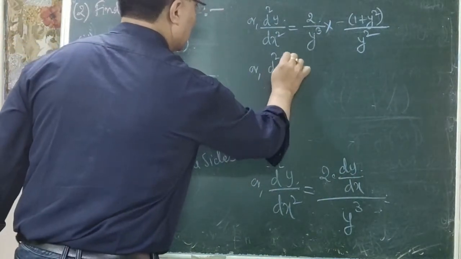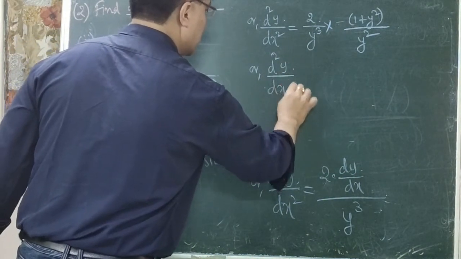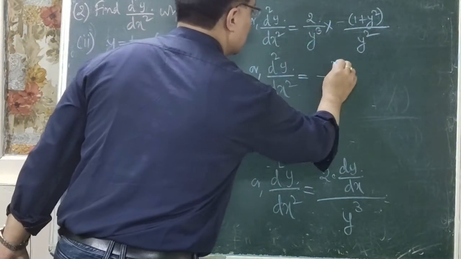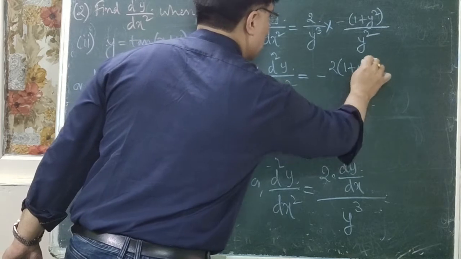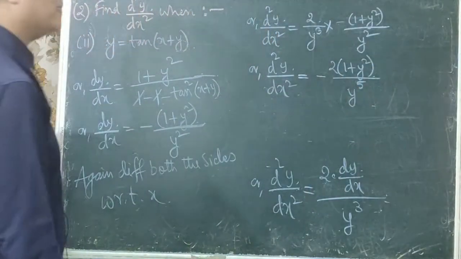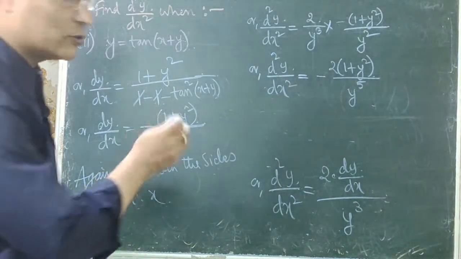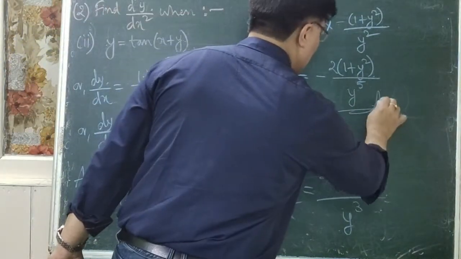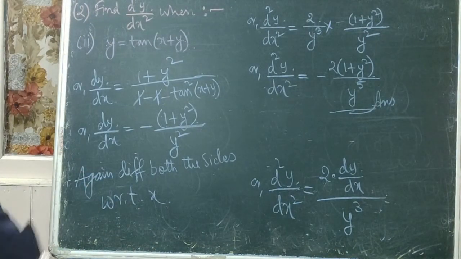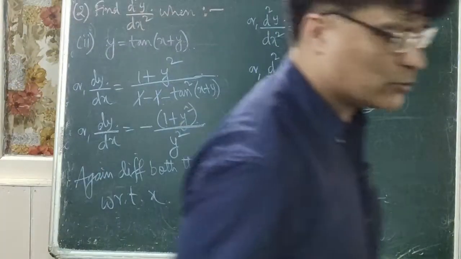So d2y by dx square is equal to, so write down minus sign first, 2 into 1 plus y square whole divided by y cube into y square is y to the power 5. So this is the final answer. So I think you have understood it. So you can copy it. We'll do the next question now.